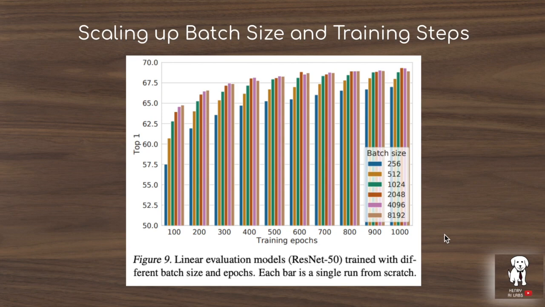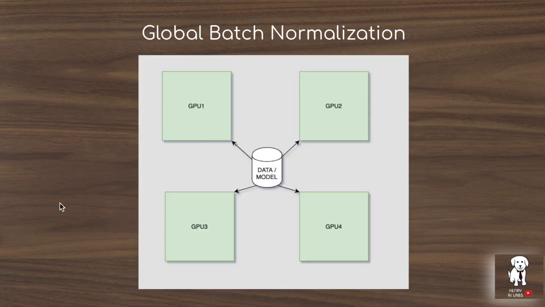This plot further shows the results of scaling up the batch size and the training steps, with the farthest right plots in this chart being the larger batch sizes and the farthest left being the smaller batch sizes. And then as you increase the training epochs, you see increasing accuracy. So this further shows the idea that unsupervised learning is going to benefit more from scaling up the training than supervised learning does.